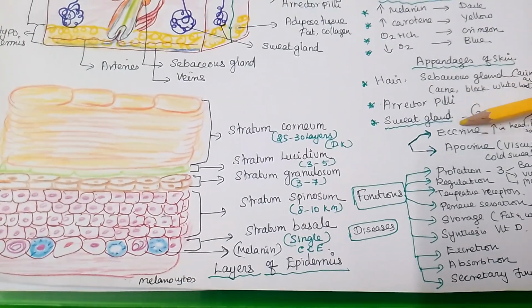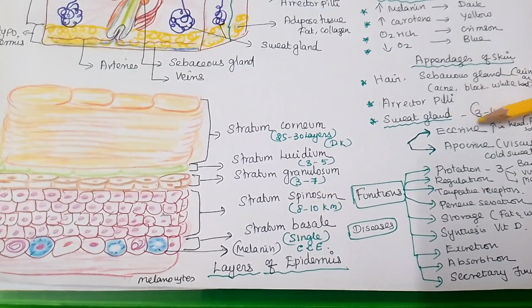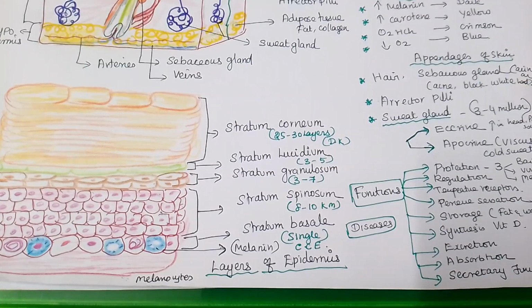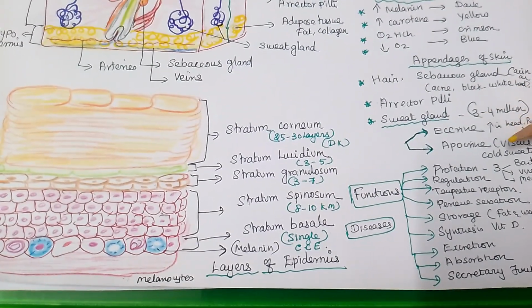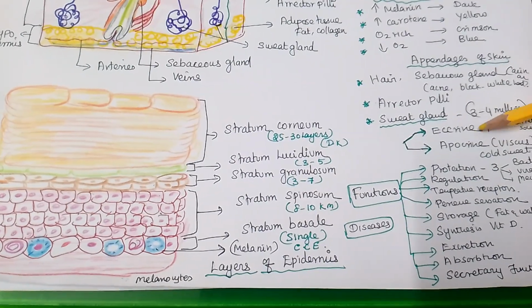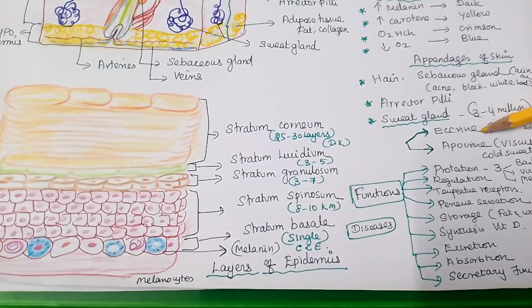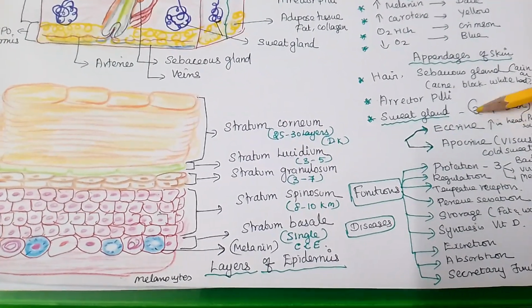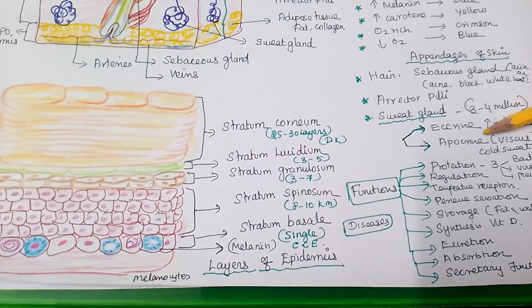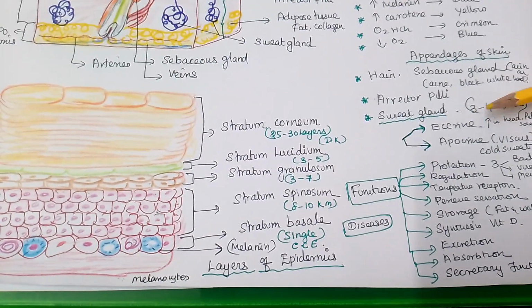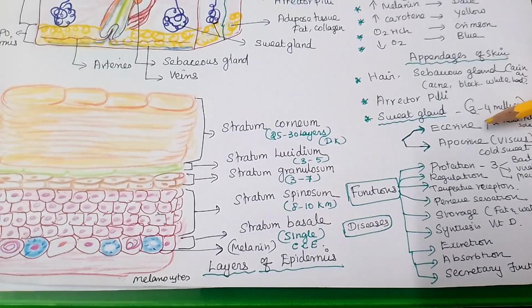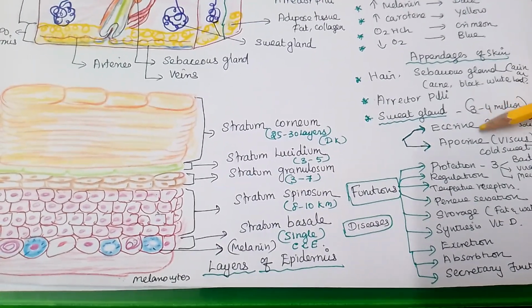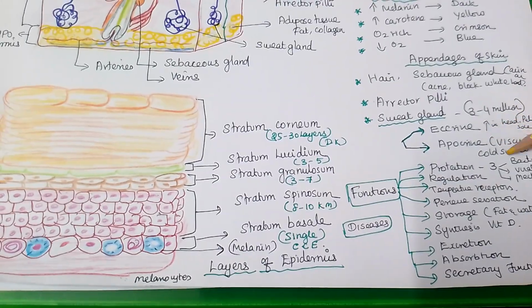And you can write about the sweat glands, how many are present: 3 to 4 million sweat glands are present. They are called eccrine glands and apocrine glands. Eccrine glands are activated immediately after birth, and their function will increase or decrease according to the climatic conditions. Then apocrine glands are the cold sweats.